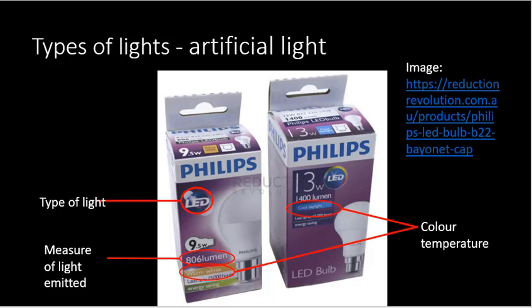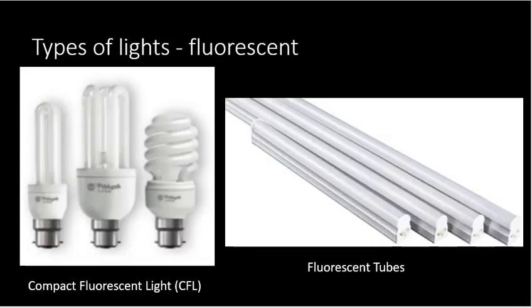Something to note is that colour temperature is measured in Kelvin units. So continuing with our theme of artificial light, let's have a look at fluorescent lights. There are two types of fluorescent globes which are available.